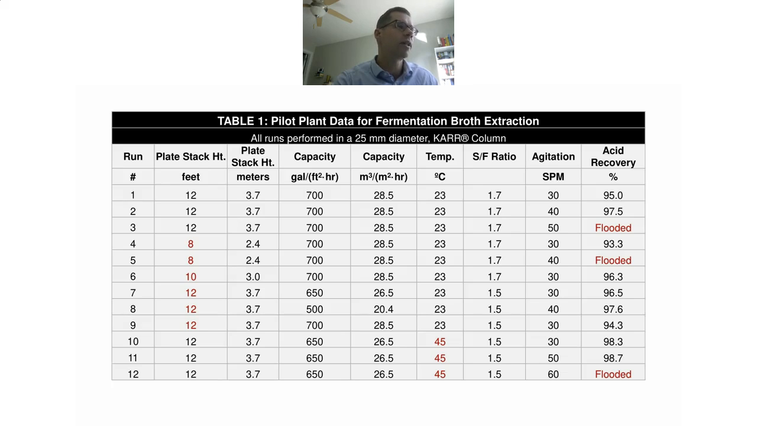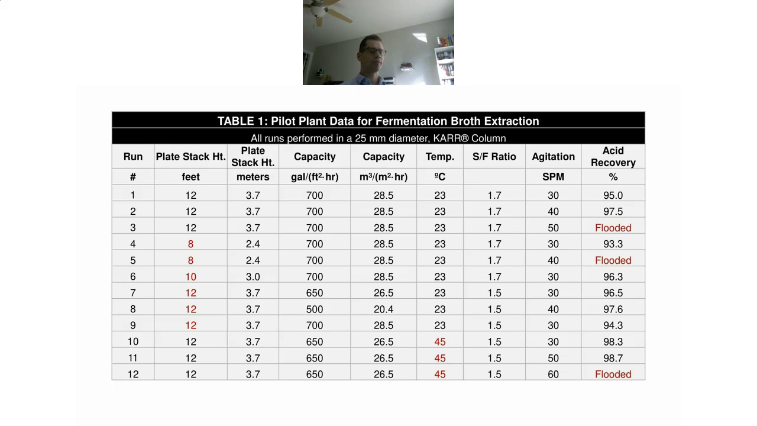We then reduced the plate stack height down to 8 feet, but we weren't able to make spec here. We then tried picking a middle ground plate stack height of 10 feet, between 12 and 8. We made spec there, but we started looking at the solvent to feed ratio, and we really wanted to pull that down if we could. So we went back to 12 feet, reduced the solvent to feed ratio down to 1.5, and you can see in run 7, here we were able to easily make spec, and then run 8 as well. We also made spec at a slightly lower capacity.